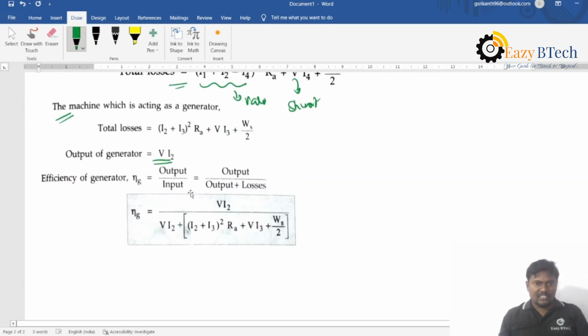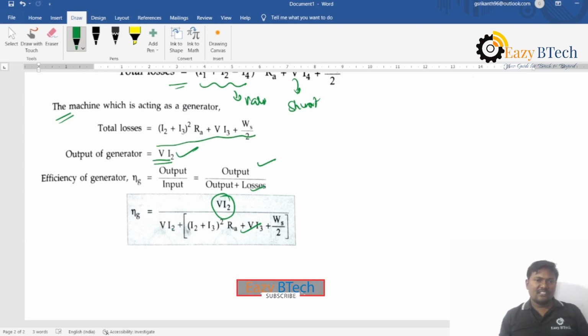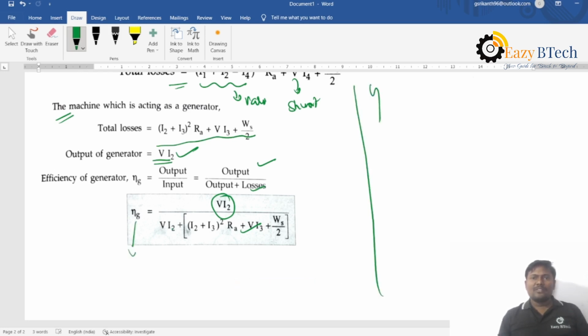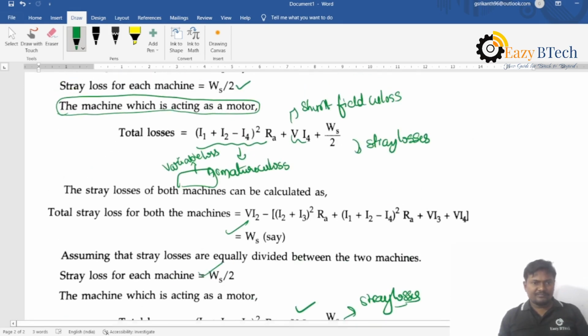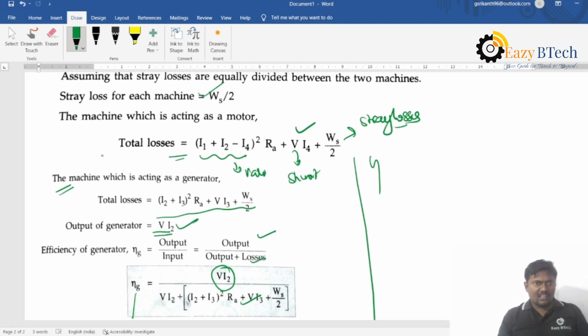the output of the generator, V into I2, and the efficiency of the generator is equal to output by output plus losses. The output power is V into I2. So output power plus losses of the generator, then calculate the efficiency of the generator. If you go for the efficiency of the motor, you can observe that from the input of the motor we can subtract the total losses.